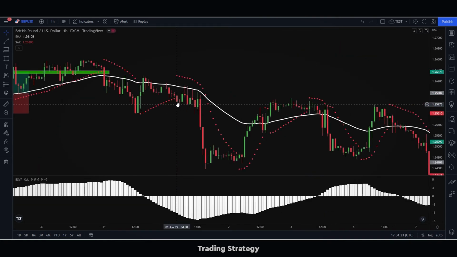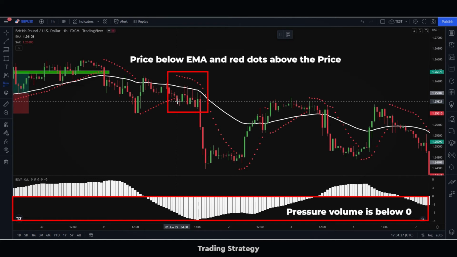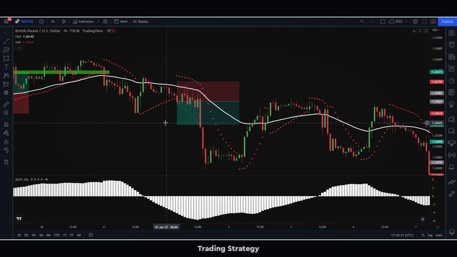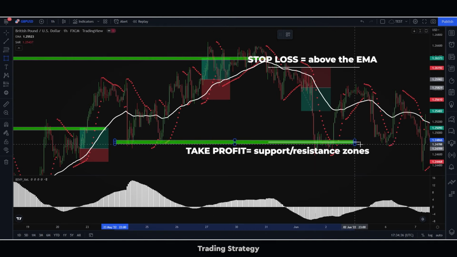We will place a sell trade if the price is below the 48-period EMA and the Parabolic SAR shows red dots above the price, and the pressure volume is below 0. We will place our stop loss above the EMA of 48 periods and our take profit in the most relevant areas of support and resistance, as long as we have a minimum profit.